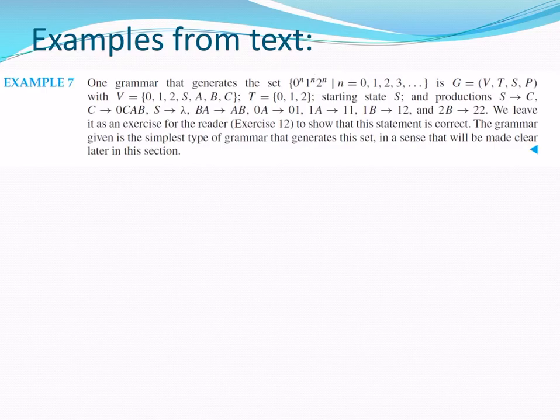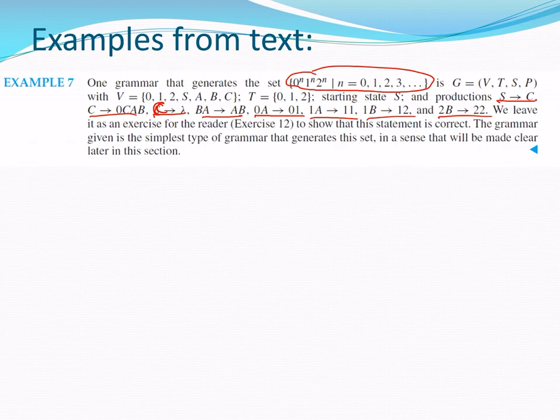All right, here's an even more complicated language, 0^n 1^n 2^n. And we have production rules here. There's an error here. This needs to be a C. So S produces C, C produces 0CAB. To stop the production, put C produces lambda. Then BA produces AB, 0A produces 01, 1A produces 11, 1B produces 12, and 2B produces 22.